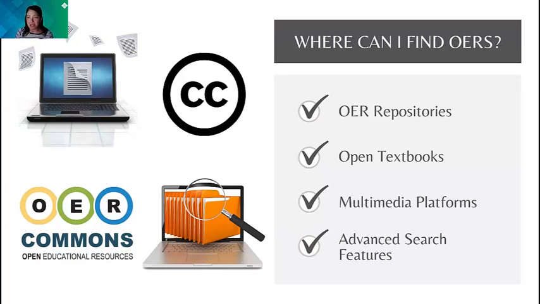So there's many resources available, and we've kind of chunked them into 4 categories to get started. So we have OER repositories, open textbooks, multimedia, and then advanced search features. With OER repositories, they're essentially centralized platforms that take a variety of different OER resources, such as course materials, videos, maybe micro-credential courses, and it's all housed in these OER repositories.